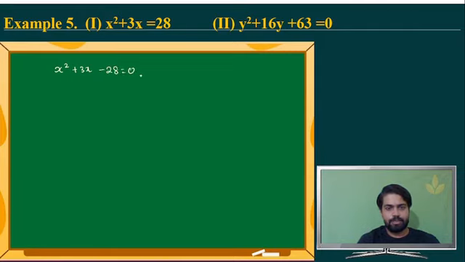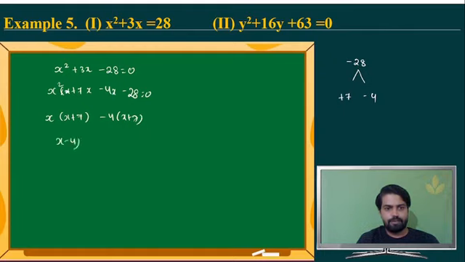Now I need to split this minus 28 into two numbers which will give a sum of 3, which is nothing but plus 7 and minus 4. So when I split this, I get x square plus 7x minus 4x minus 28 equal to 0. When I solve this further, I get (x plus 7) into (x minus 4). So I get x minus 4 equal to 0, x plus 7 equal to 0. So finally I get x is equal to plus 4 and minus 7, two answers.